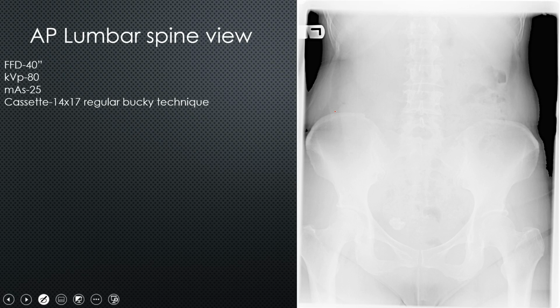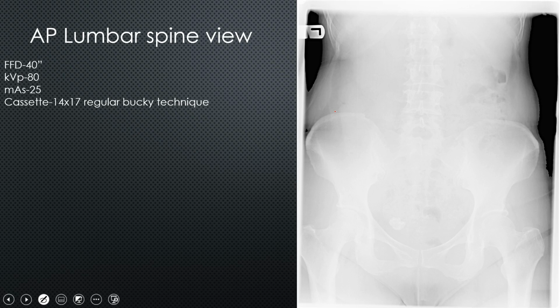And as you can see, this image came out very, very underexposed. So there's too much white. I can barely make out those vertebral bodies, and I can't even see the sacrum or the SI joints.